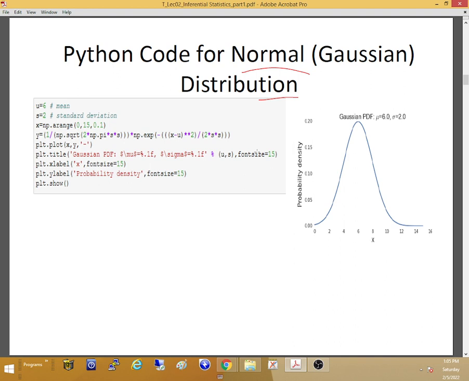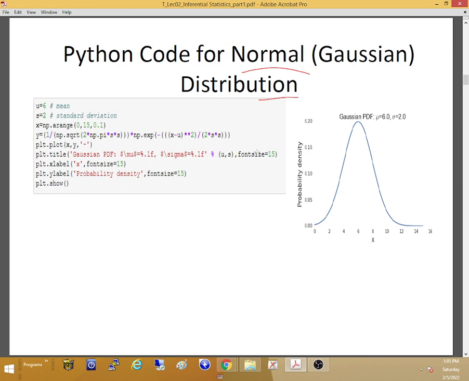So we can generate some x values, the data values. Here the range is from 0 to 15, which means the values will be generated within this range 0 to 15, with an equal incremental space of 0.1. Then it will generate values for x like 0, 0.01, 0.02, like this.